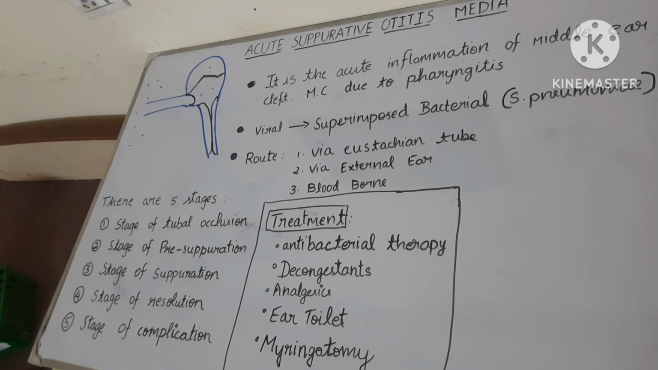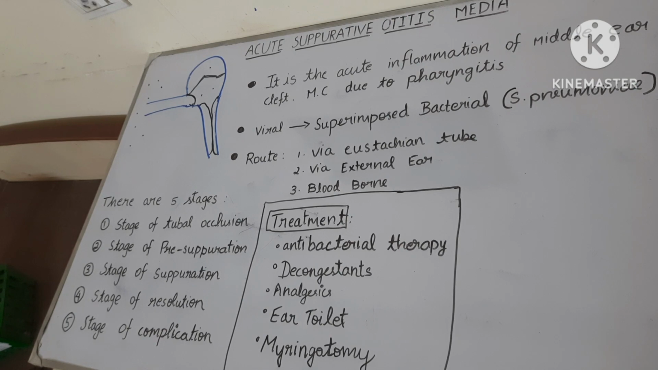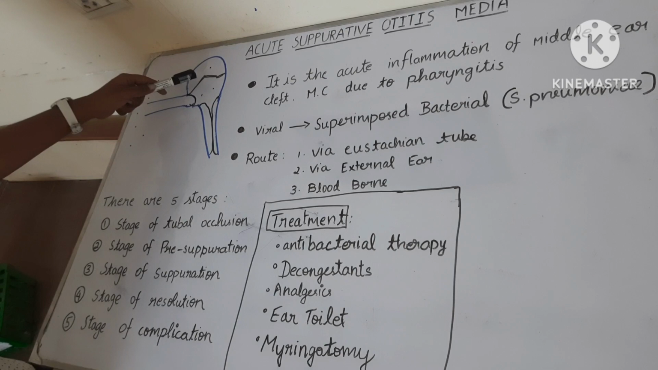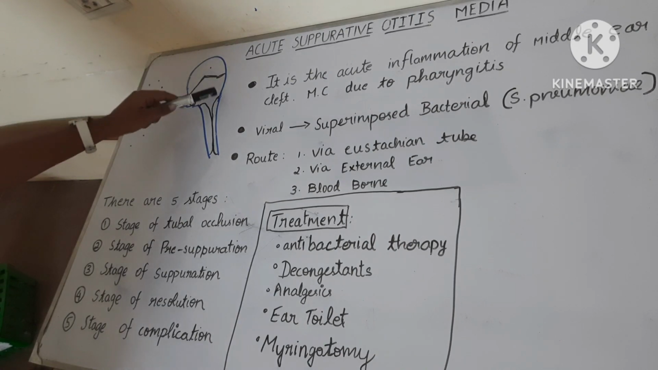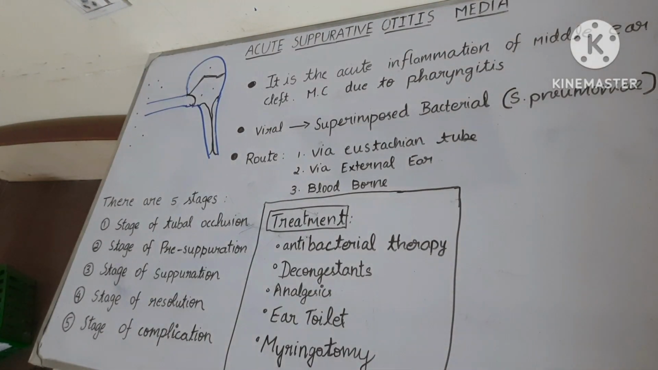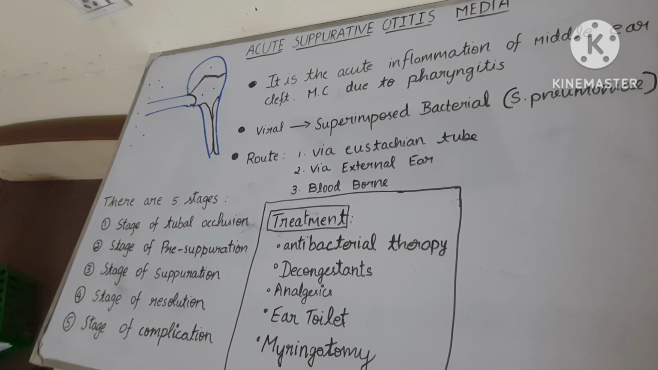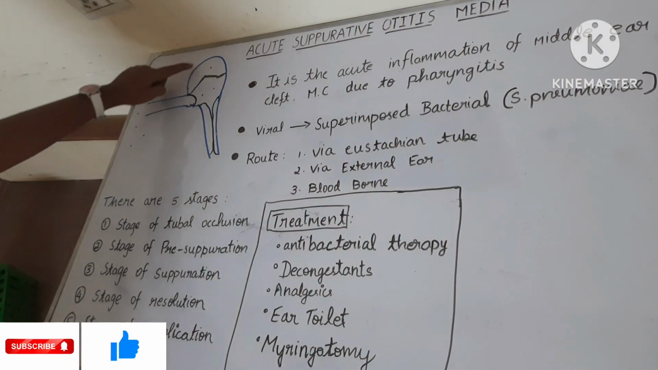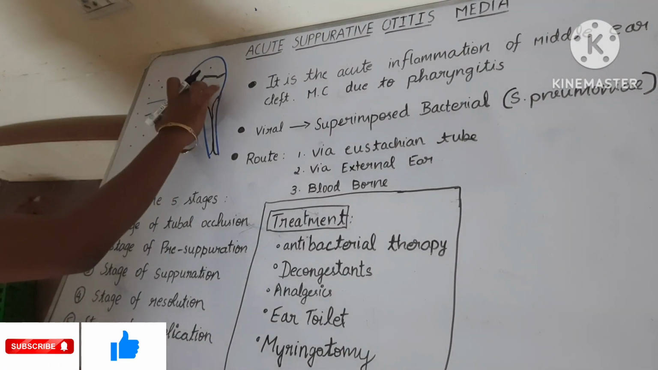The next is the stage of pre-suppuration. During the stage of pre-suppuration, the infection spreads above. Until now, the infection was present in the Eustachian tube. Now the infection has spread above to the middle ear cavity lining. So the infection went from here to here. That means this area is also affected now. The middle ear lining also shows signs of inflammation. It becomes edematous and hyperemic, and the middle ear cavity secretes fluid inside.